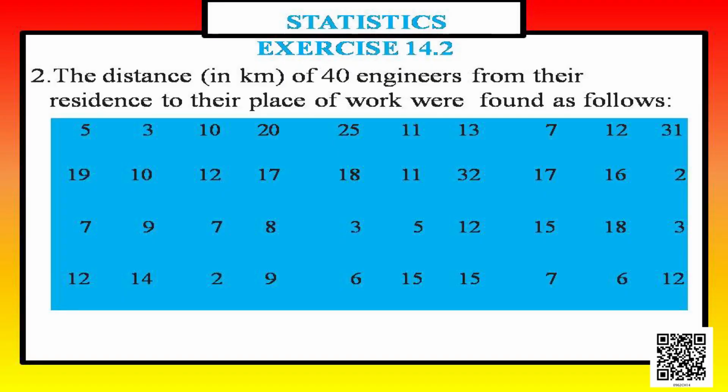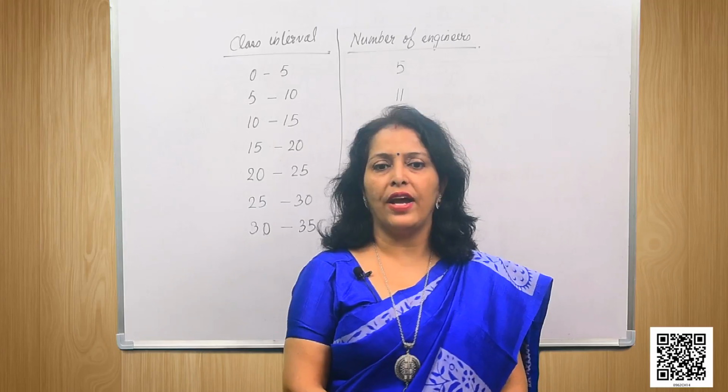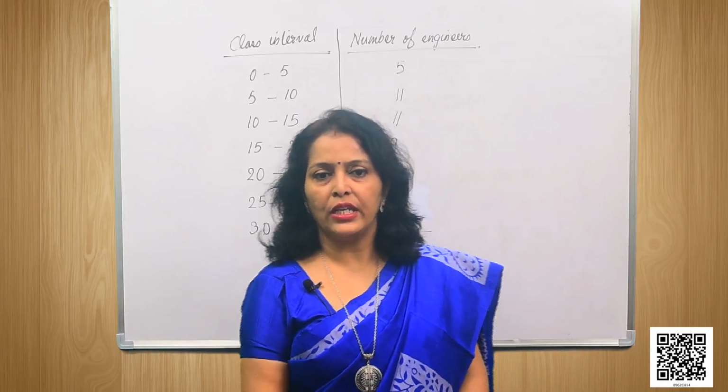Okay. Next is question number 2, which says the distances in kilometers for 40 engineers from their residence to their places of work are given. So a total of 40 numbers are given to you, and you have to construct a grouped frequency distribution table with class size 5 for the data given above, taking an interval, which is also given to you, that is 0 to 5, with 5 not to be included.